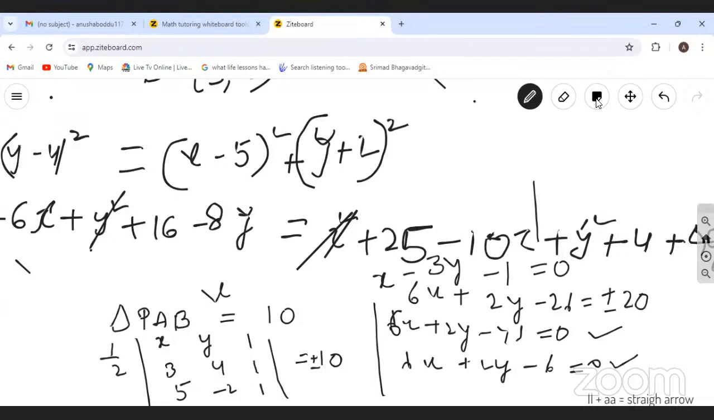Right? After getting these two equations, you need to solve these equations. This x minus 3y minus 1 is equals to 0, let us take it as the first equation, this as the second equation, and this as the third equation. Solve 1 and 2, 1 and 3, so that you will get the answers. Coordinates you will get.